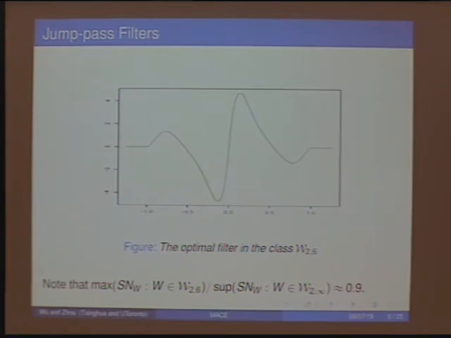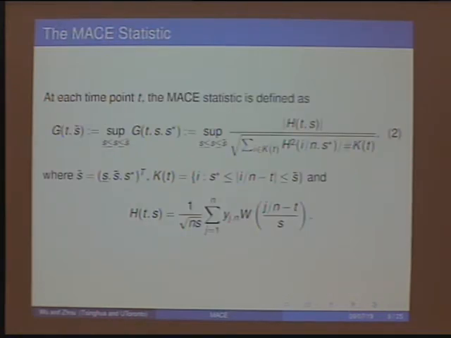All right, so now I can introduce the multi-scale change point detection statistic. It is the supremum over all the scales, from the lower bound of the scale to the upper bound of the scale, of this function G. What is G? G is a studentized, or sometimes called self-normalized, version of the application of H to the original time series, as you can see.